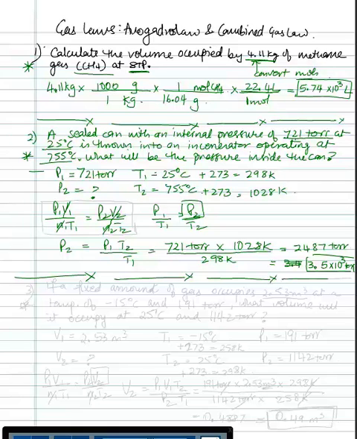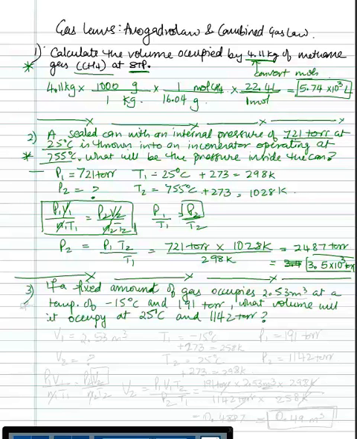Now again, when you do these problems, you should look for what you need from the combined gas law, and then deal with the problem. The next problem is, if a fixed amount of gas occupies 2.53 meter cubed, I'm going to start writing my numbers as I'm reading the problem, so it becomes easier for me to handle all of this.